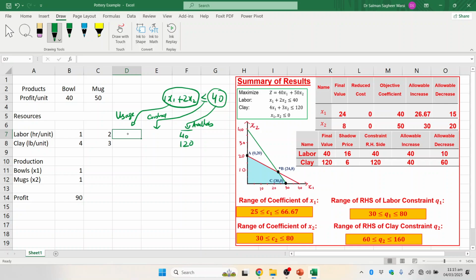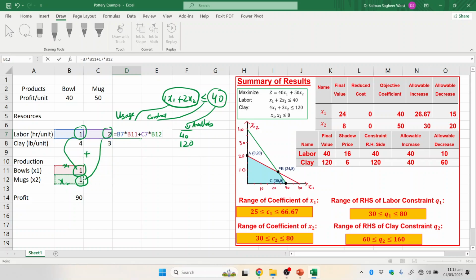And here we will write the formula, and the formula for 1x1 plus 2x2 means this 1 multiplied by this x1. This is 1 into x1, plus 2 into this, which is x2. So we will write the formula as equal to 1 multiplied by x1 that I just showed you, plus 2 into x2. So this is the formula for the constraint. And you can see that because we have put 1 and 1 here, that means we are producing 1 bowl and 1 mug, so we will use 1 labor hour per unit and 2 labor hours, so the answer will be 3. So that means the formula is right.